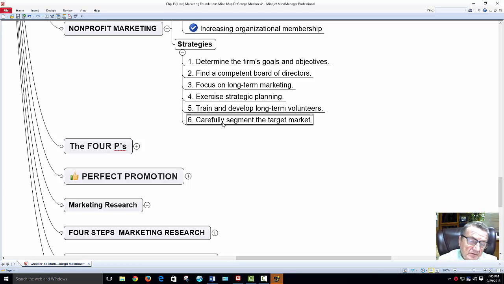Or if I'm being asked to give to cancer, I may not want to give to cancer. I may want to give to diabetes. So remember, there's only so much you're going to give. So segment, make sure.